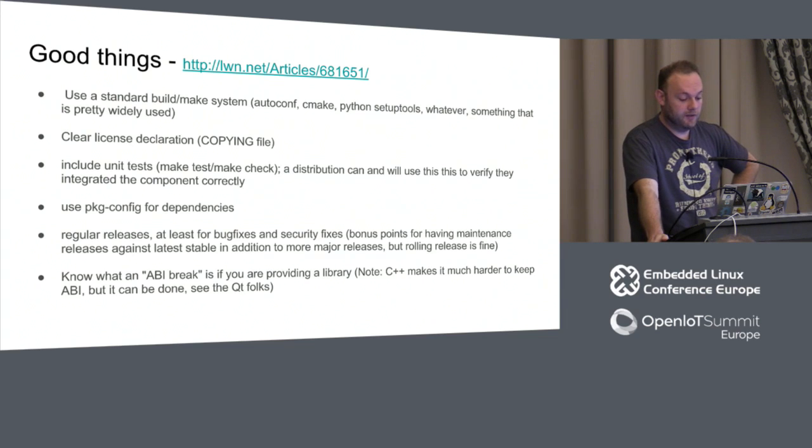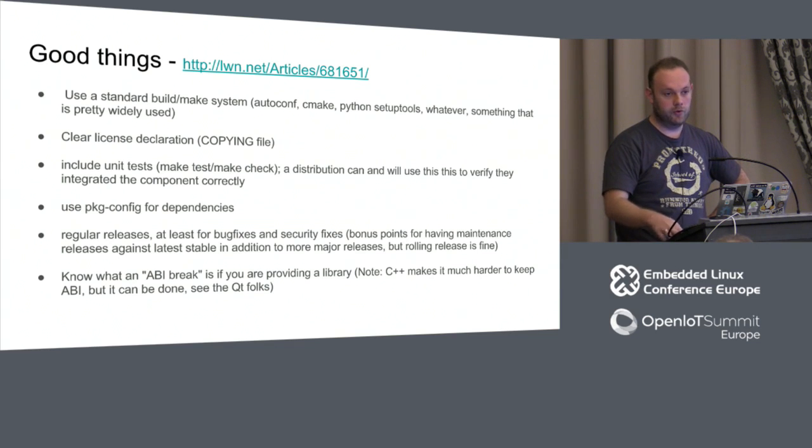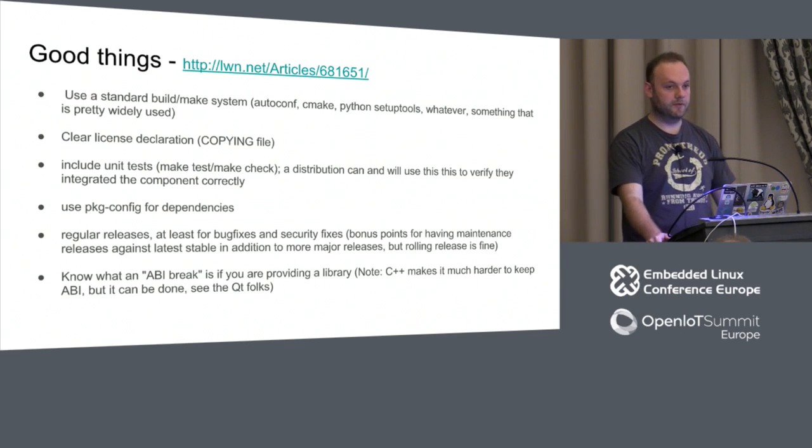Have regular releases, at least for bug fixes and security fixes. We really like that in OpenEmbedded. If you have a clear stable branch, that means that when there's a release branch, it is easier to update that to a stable release, because you know the ABI won't change. It still needs a lot of testing and the blessing from the various maintainers, but if you have a project, please have at least a tag for your release. And know what an ABI break is. If you're using C, that is fairly obvious. C++ makes it a bit harder, not because of C++, but mostly because of GCC.